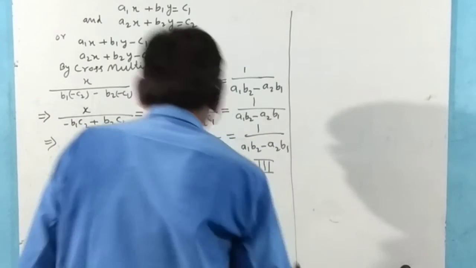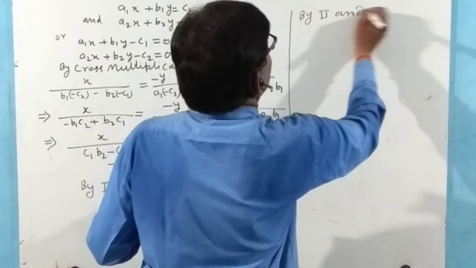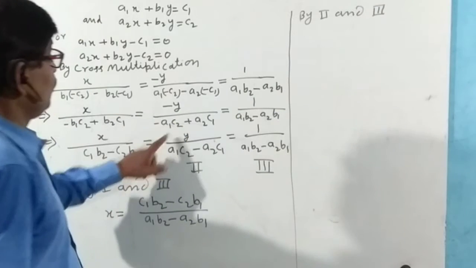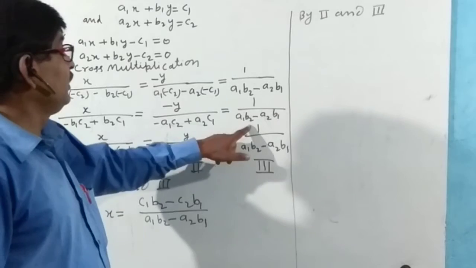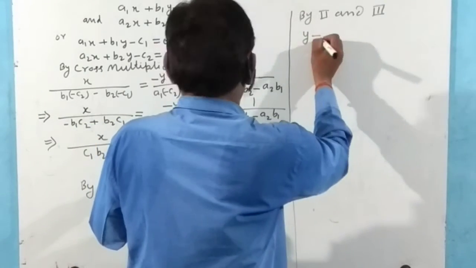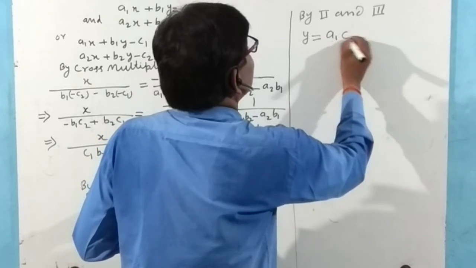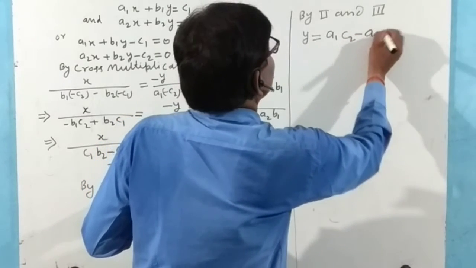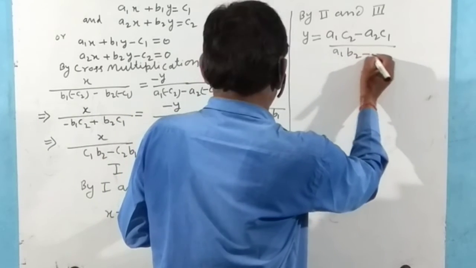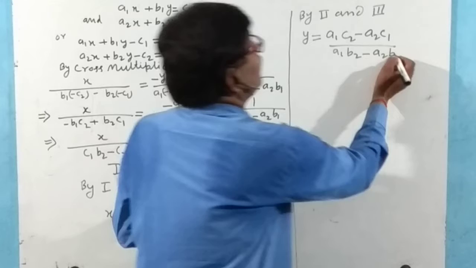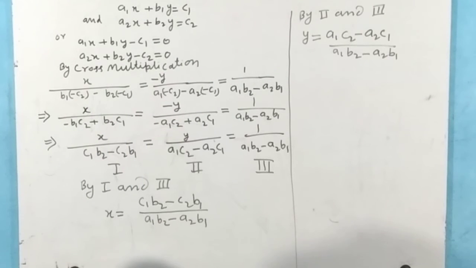Now by second and third, y by a1 c2 minus a2 c1 comes here, so that y equal to a1 c2 minus a2 c1 divided by a1 b2 minus a2 b1. This is the value of x and y.